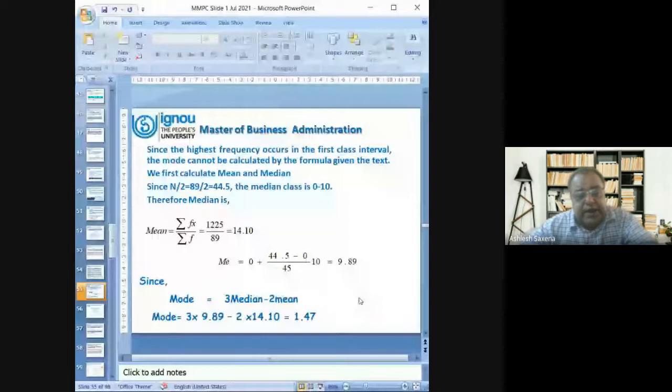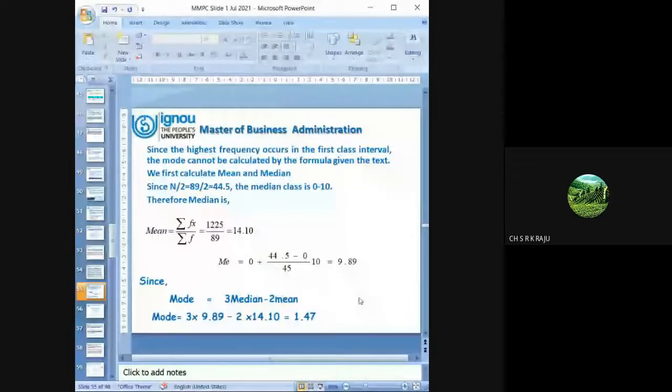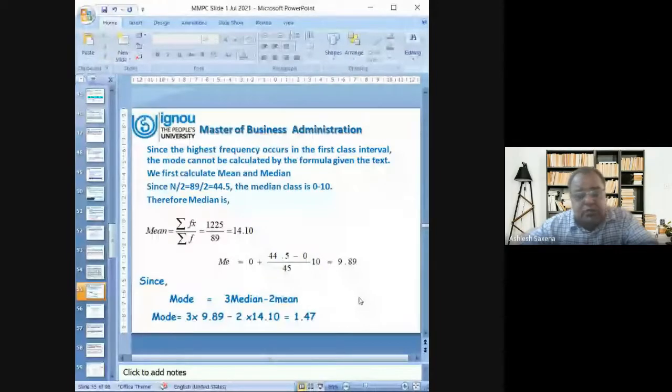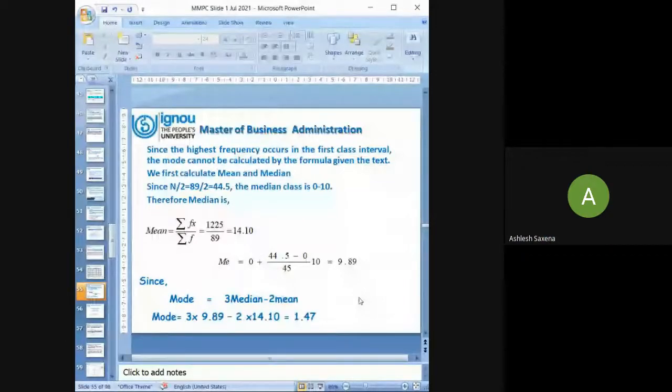Is that clear? Median is clear? Yes, sir. मोड निकालने के लिए बड़ा फॉर्मूला यूज करने की जरूरत नहीं है. You know that 3 median minus 2 mean is mode. मीन आपने निकाल दिया, मीडियन आपने निकाल दिया, कैलकुलेटेड. Yes, sir, clear.